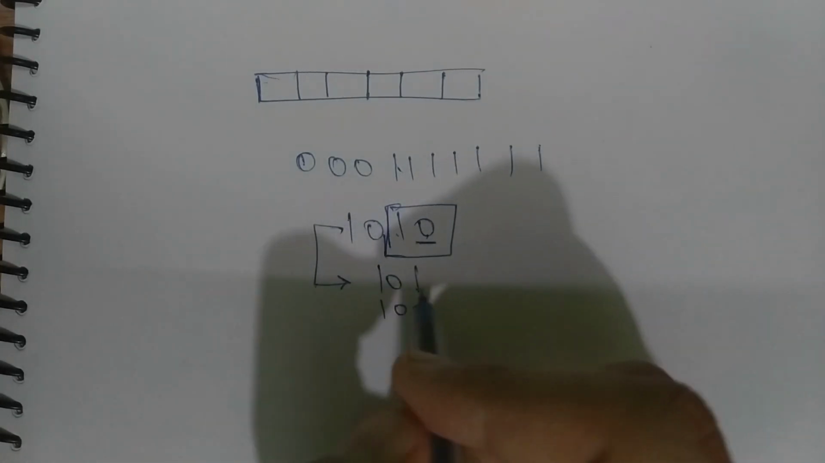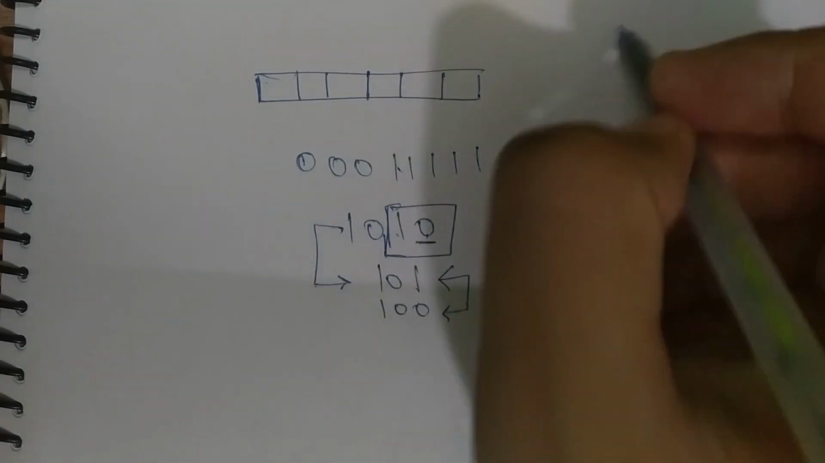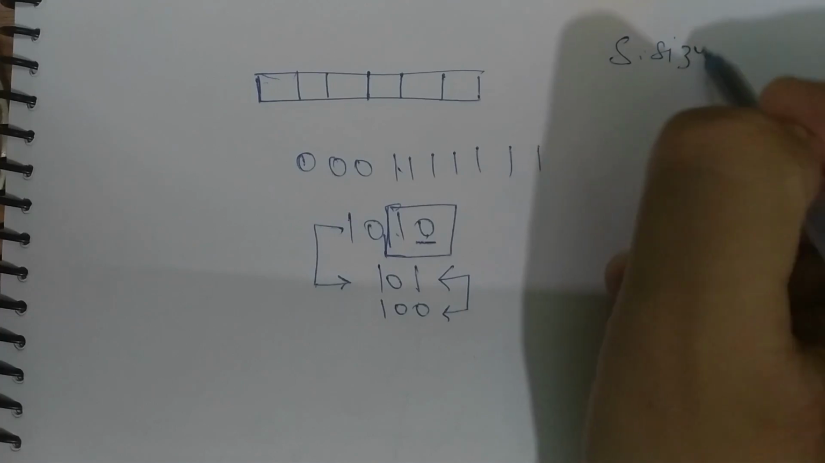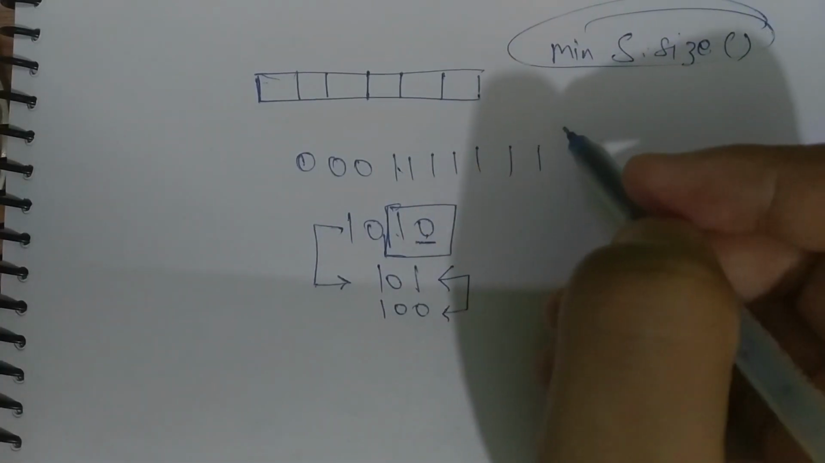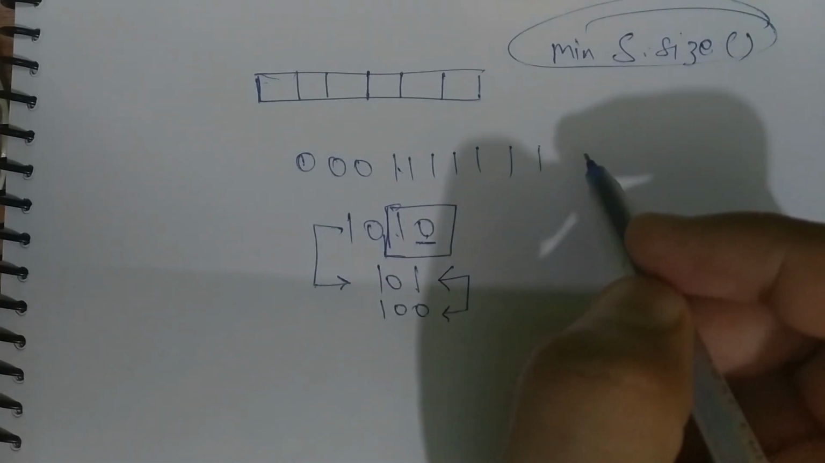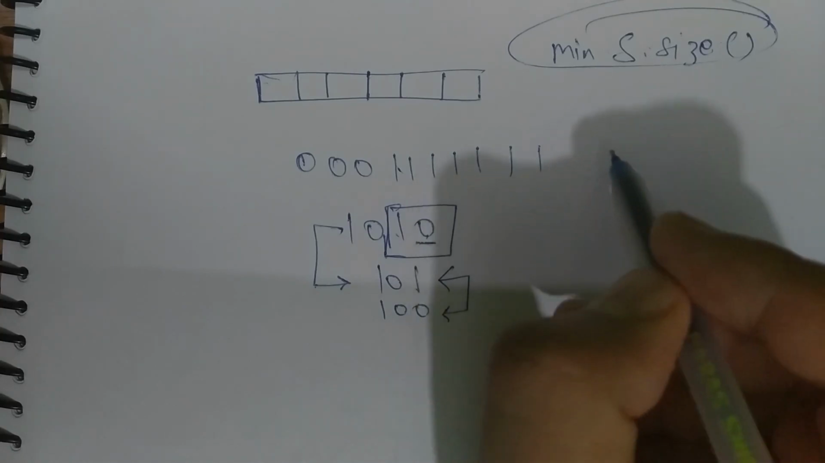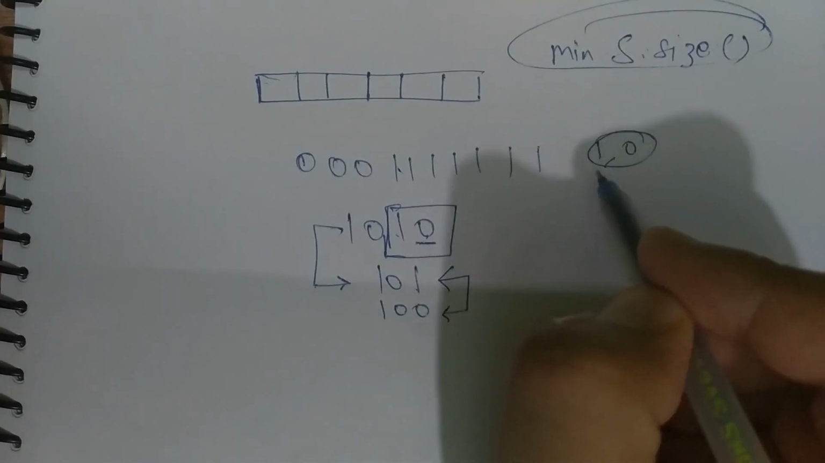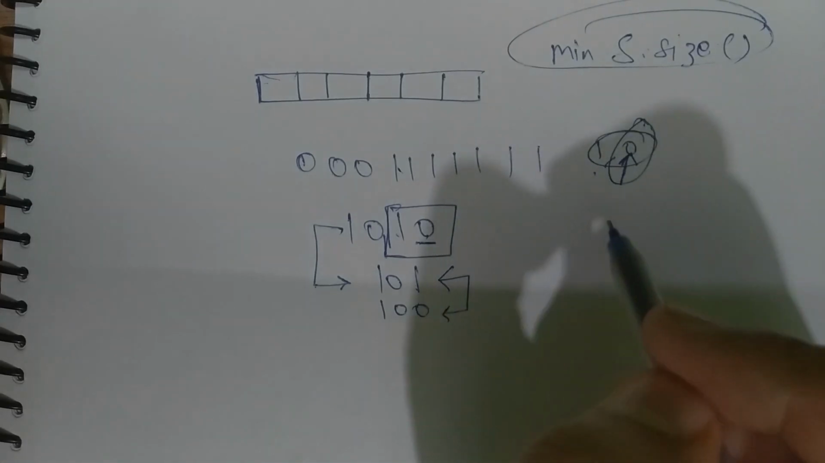Now our motive is to make the string as small as possible. We have to reduce the size, so s.size we have to minimize it. And we also want it to be lexicographically smaller. So wherever we have an ambiguity of choosing 1 or 0 at a smaller place, we should try to choose 0 so that we get a lexicographically smaller string.